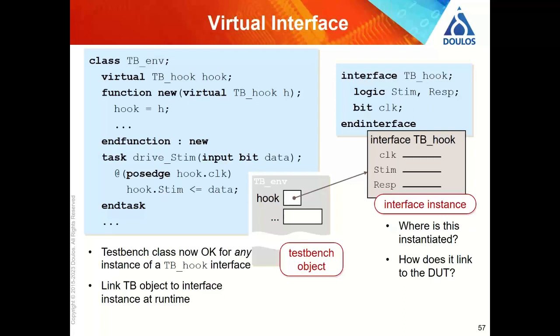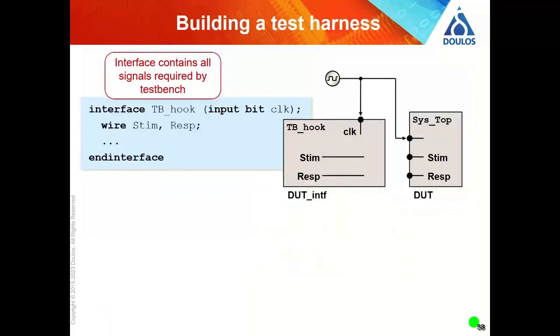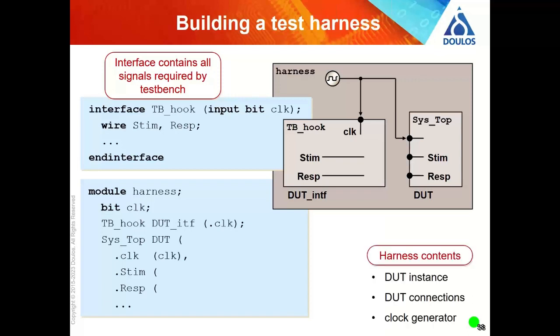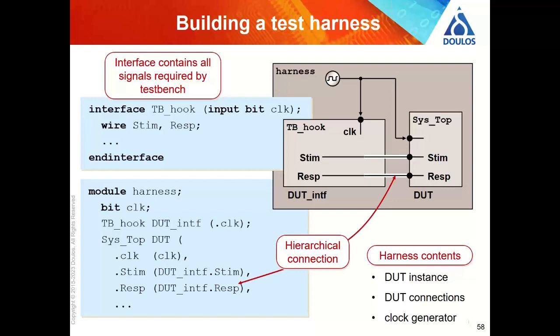But here we're passing it in through the constructor. And then when we create our top level, we can specify that this environment hook points to the actual instance of the interface. Then this interface is going to connect up to the signals in the test harness. Okay, so in our test harness, we've got the device under test, and we've got our interface, and then we're wiring them up, as shown there. Okay, so that's fine because interfaces and modules and so on are static.